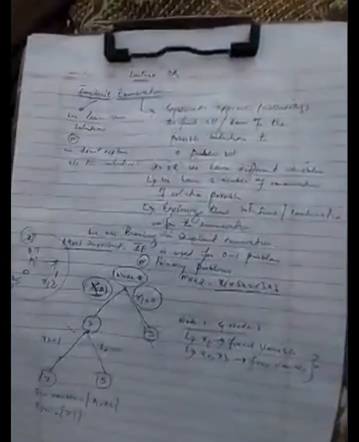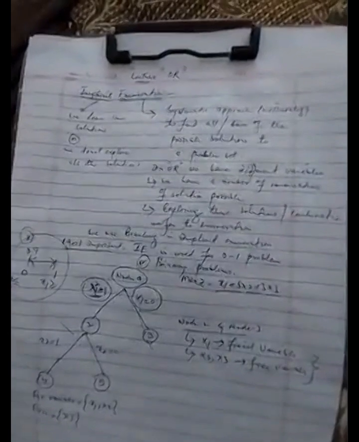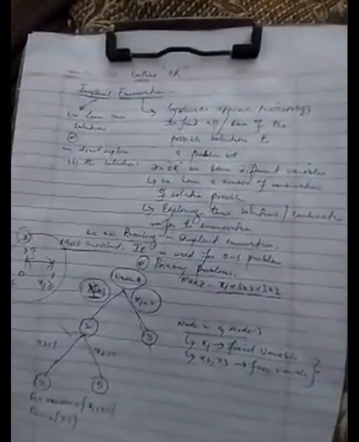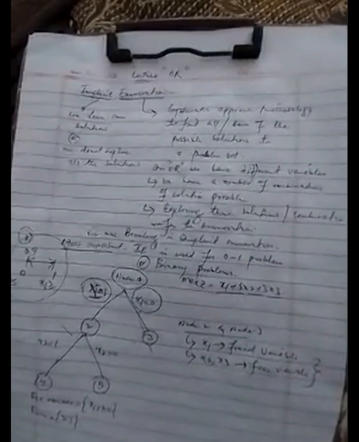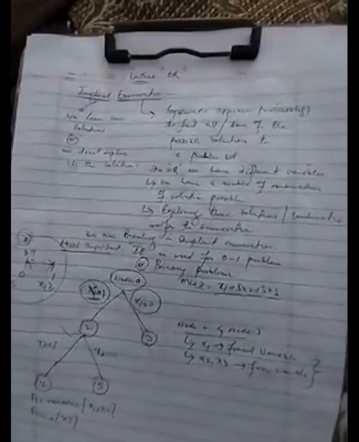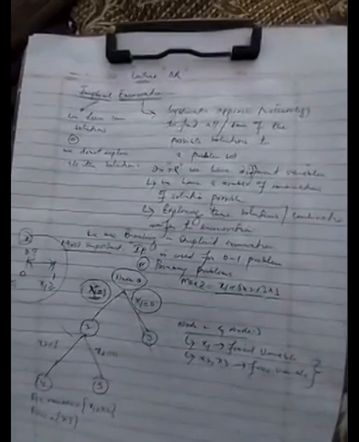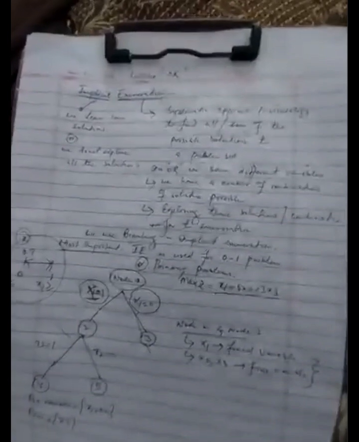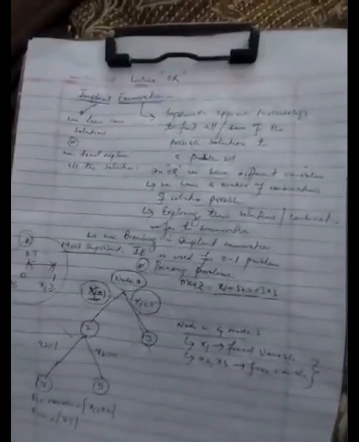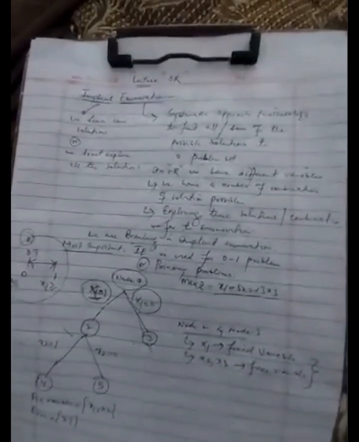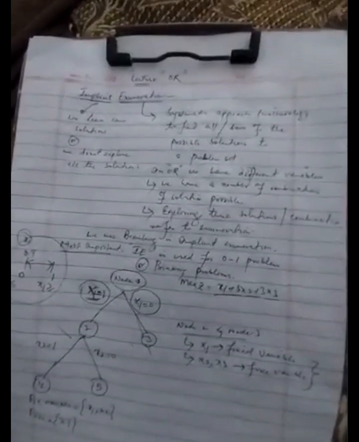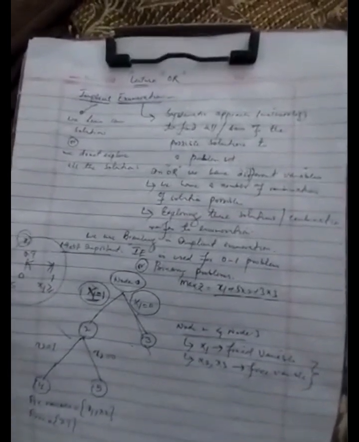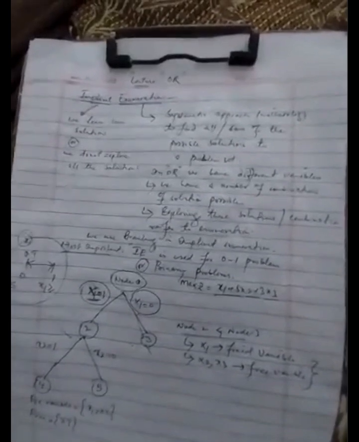We discussed implicit enumeration. By definition, implicit enumeration is a systematic approach, or you can say a methodology, to find some of the possible solutions of a problem set. Like we are given an algebraic form, a maximization or minimization function, and then we find some of the candidate solutions using the branch and bound method.